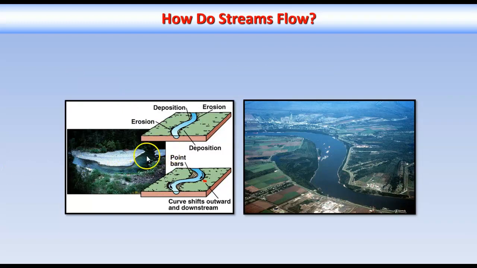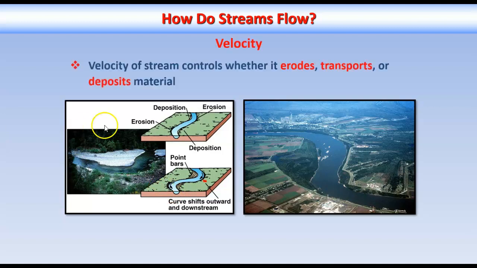So here's the deal. Stream starts like this, but over time you can see the stream is changing. It's becoming more curvy, if you like, right? And this is due to the different velocities that we see here. We have erosion on the outside, deposition on the inside.